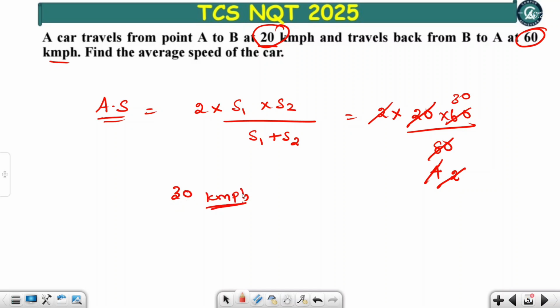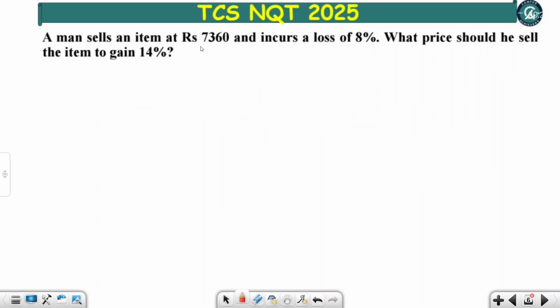Okay, next. A man sells an item at 7360 and incurs a loss of 8%. So let me consider the original cost price as 100%. Now this person incurs a loss of 8%, in the sense that the person will be selling the item at 92%. But the price at which that person is selling is 7360. At what price should he sell the item to gain 14 percent?